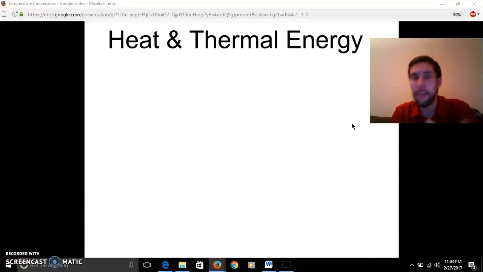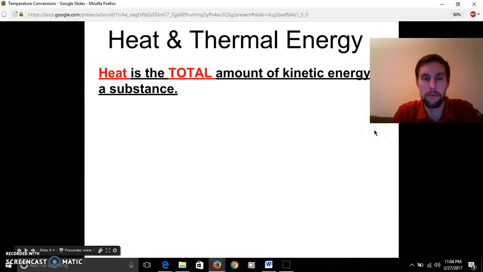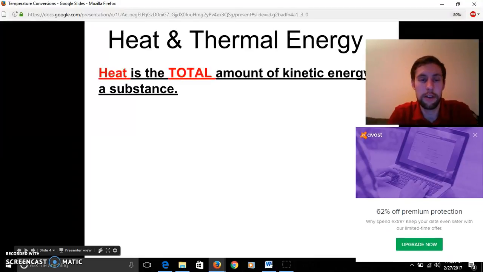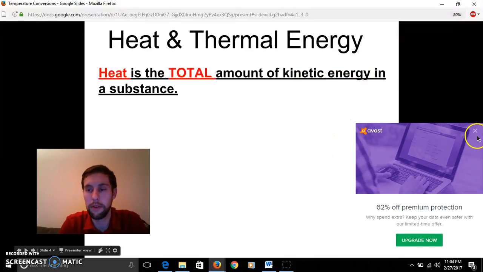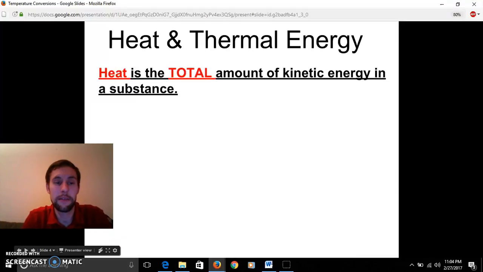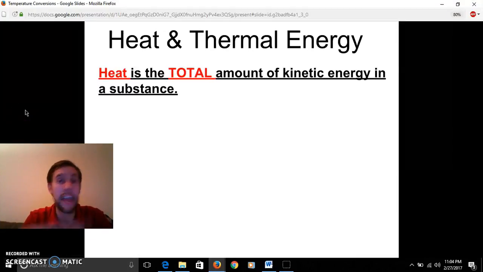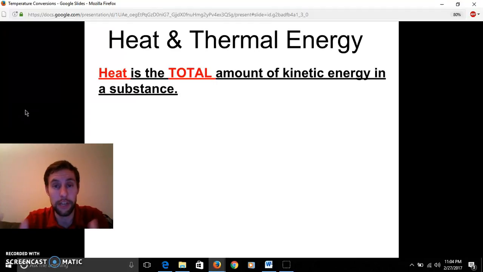Alright, then heat and thermal energy. Heat, on the other hand, is our total amount of kinetic energy in a substance. So it's not the average, it's not some are higher, some are lower. Whether they're high, low, or the average, we take the sum, the total of all those particles, all that movement, added together. That's going to be your heat. All of them added together compared to the average.